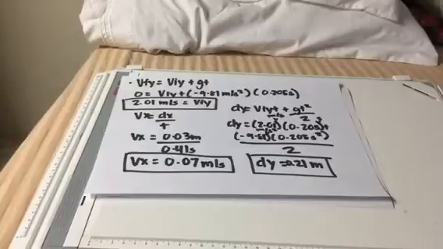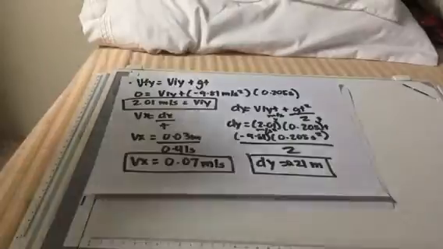Then we need to get Vx. Vx equals dx divided by t. Plug in the values, we end up with 0.07 meters per second. Now dy equals ViY t plus gt squared divided by 2. Put in the given values, and we end up with 0.21 meters.